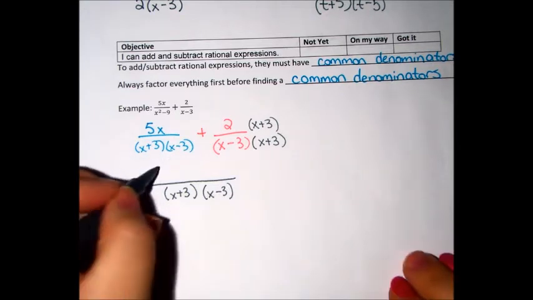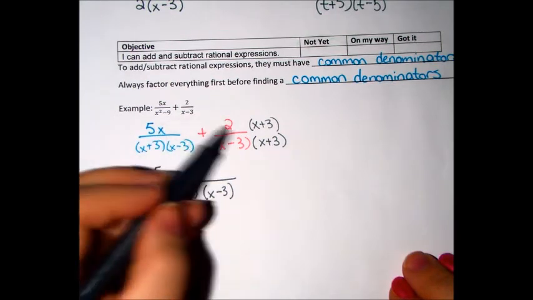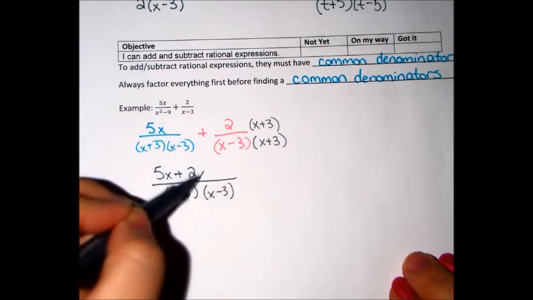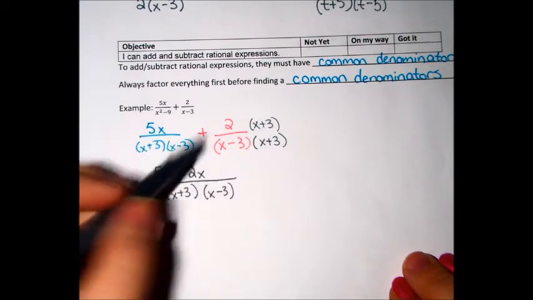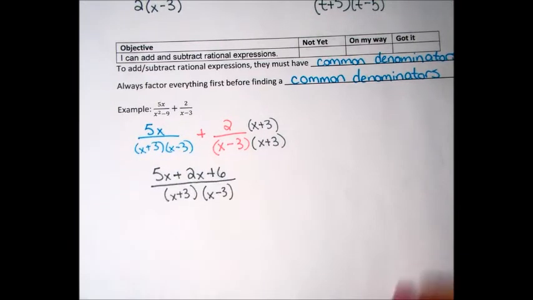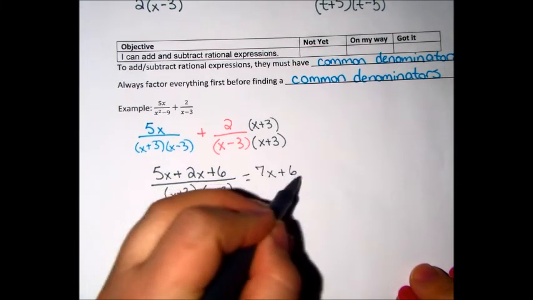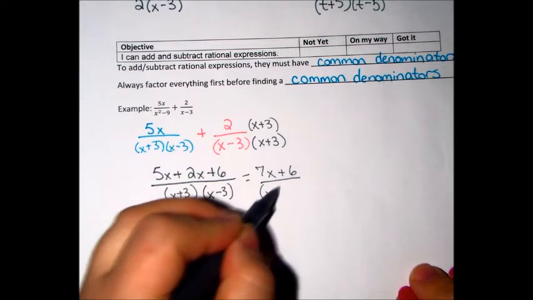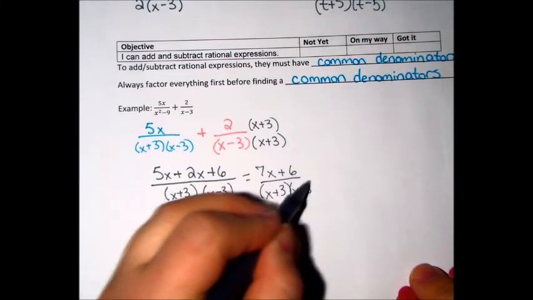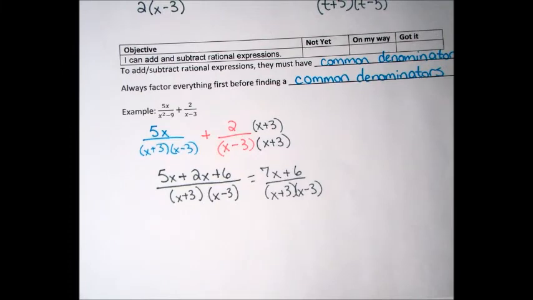I have 5x plus 2 times x is 2x. 2 times 3 is 6. So 5x plus 2x gives me 7x plus 6 all over x plus 3, x minus 3. And always check to see if I can factor anything or cancel anything out afterwards. But 9 times out of 10, you're not going to be able to.